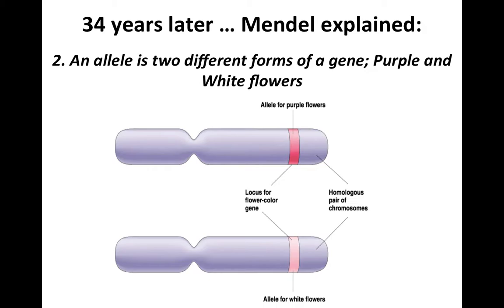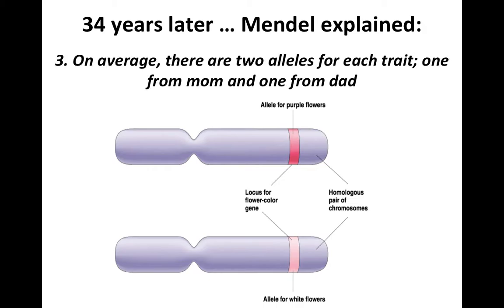All right. Last one that we have here, number 3. On average, there are 2 alleles for each trait. Notice I say on average. We have some exceptions to that. On average, we're going to have 2 alleles for each trait. So, for example, flower color, you can have purple, you can have white. Another one is rolling your tongue.